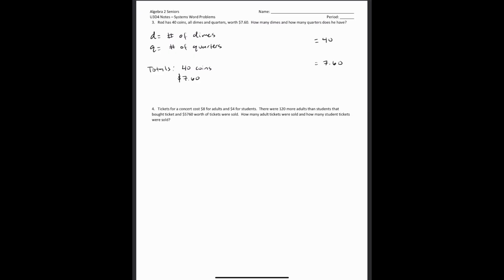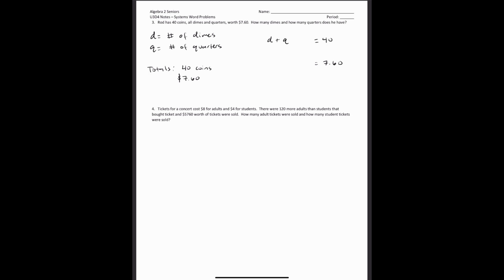So if we look at the first equation, we have 40 coins. But we don't know how many dimes and how many quarters there are. We did say that D represents the number of dimes and Q represents the number of quarters. So I can say D plus Q equals 40.